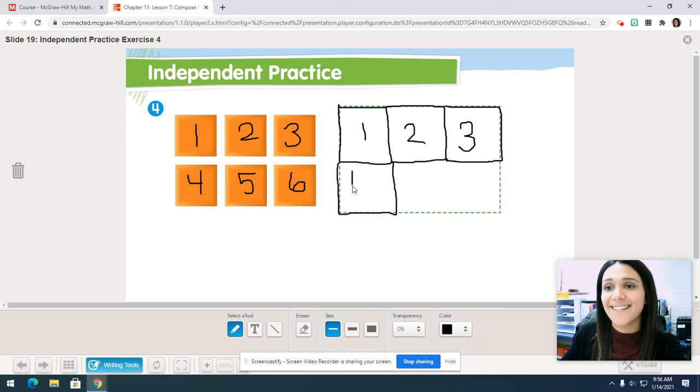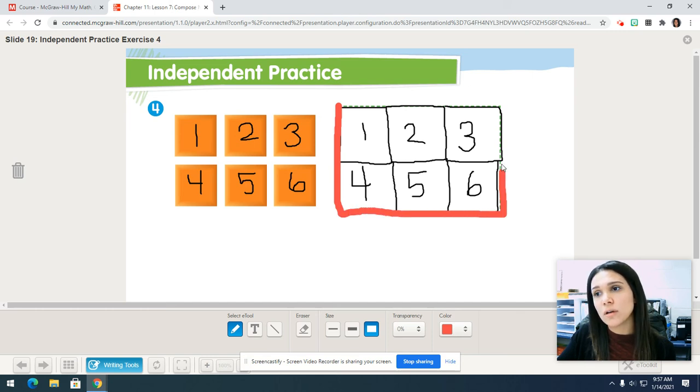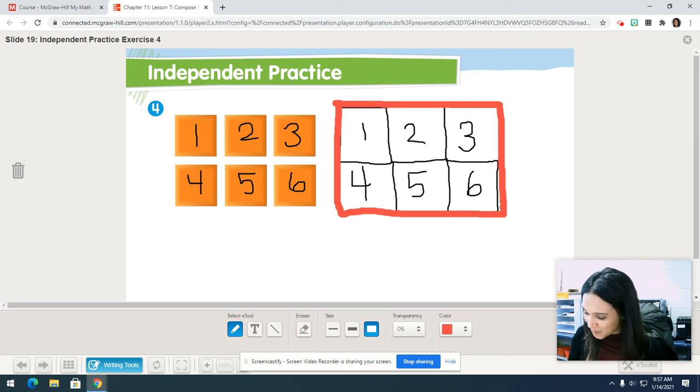1, 2, 3, 4. Good. And 5. And 6. Okay, I'm going to give you a second to just catch up. We have all 6 squares. Grab your crayon. Let's trace how many sides we have to see what shape we made, what composite shape we made. 1, 2, 3, 4. We have 4 sides, boys and girls.